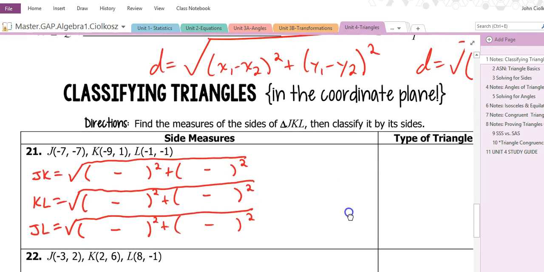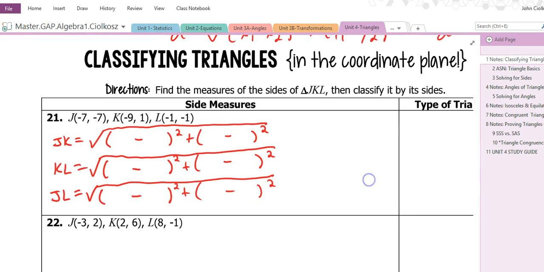Alright, going off our formula up here, you can reference it on your notes. x1, it's negative, so it gets its own set. x2 is negative, gets its own set. y1's negative, y2's positive. For KL, negative and negative, positive, negative. JL, negative, negative, negative, negative.